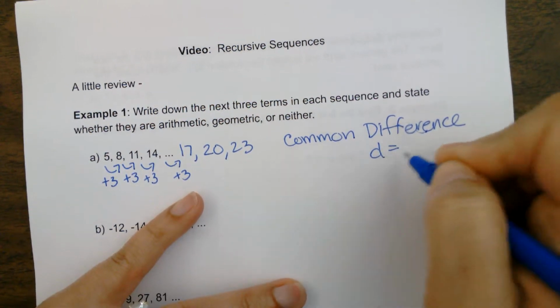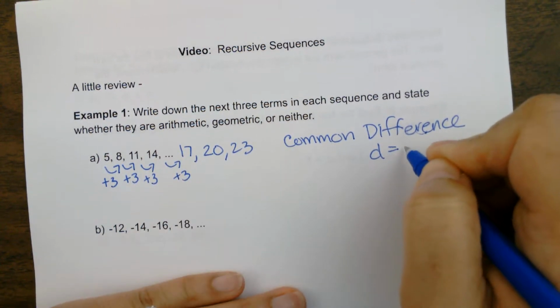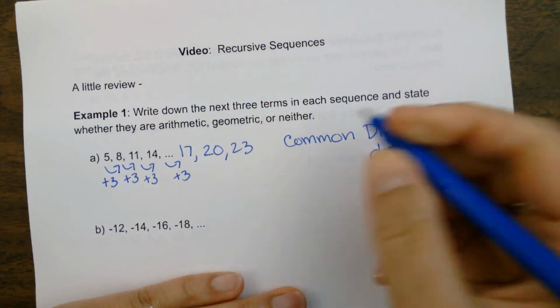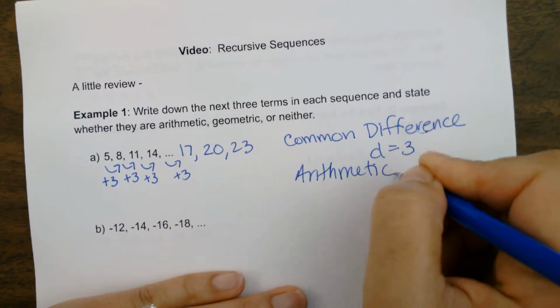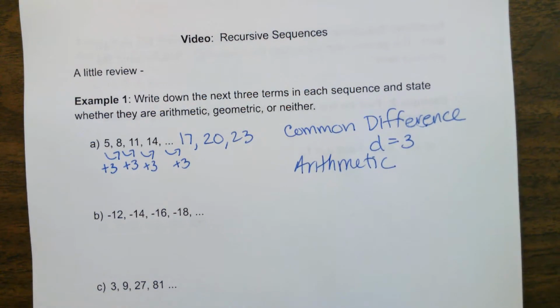And I'm going to start using some variables. D equals 3. D represents our common difference, so therefore it's arithmetic. Okay. Let's try the next one.